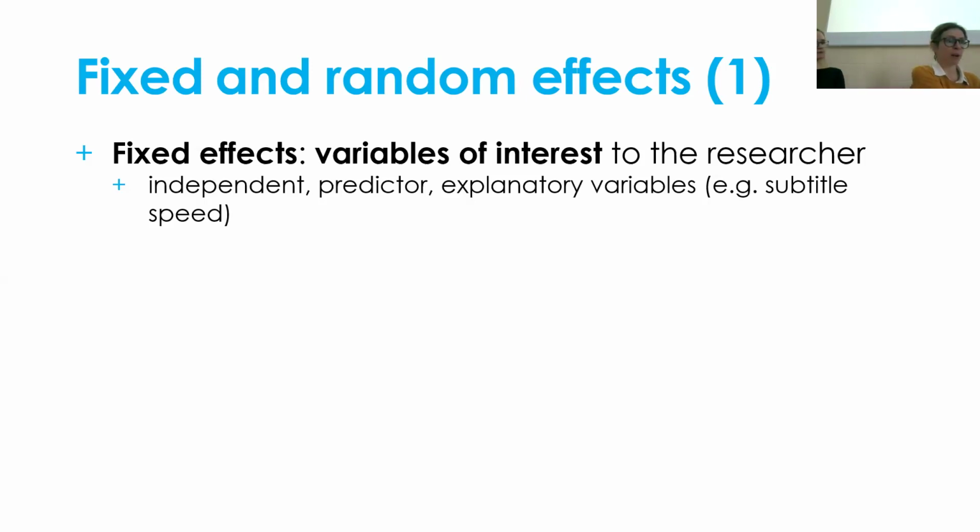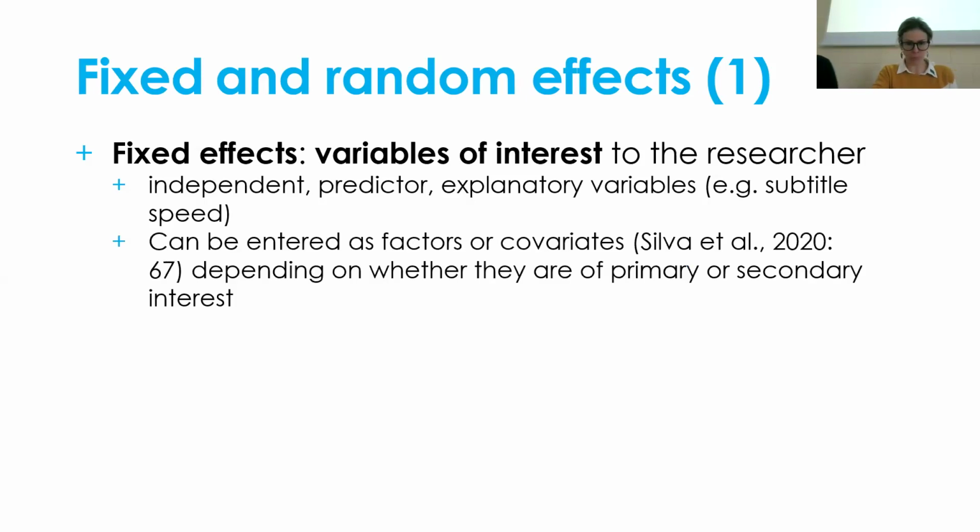Cognateness, for example, if we are interested in whether cognates are recognized faster, or if we are interested in differences in reading patterns between native speakers and non-native speakers of a given language, then that is going to be a really crucial element for us. It's going to be a fixed effect in our model. They can be entered as factors or covariates, right? Depending on whether they are of primary or secondary interest.